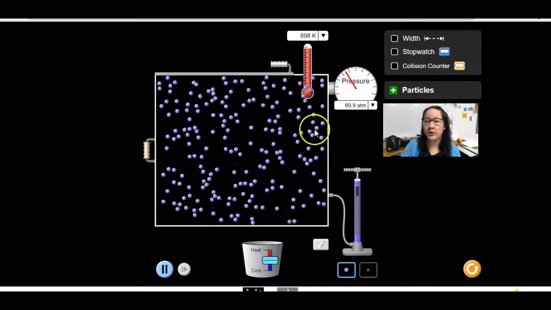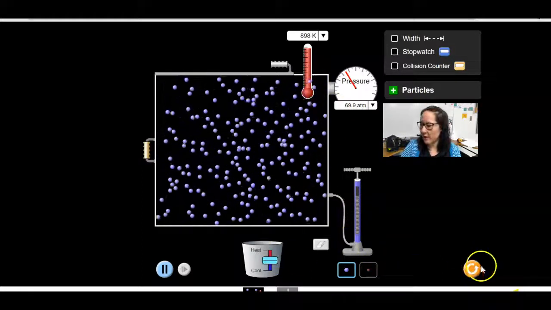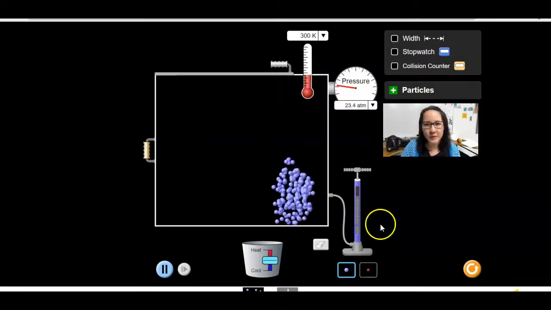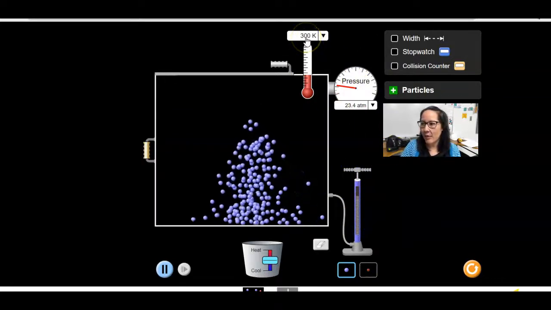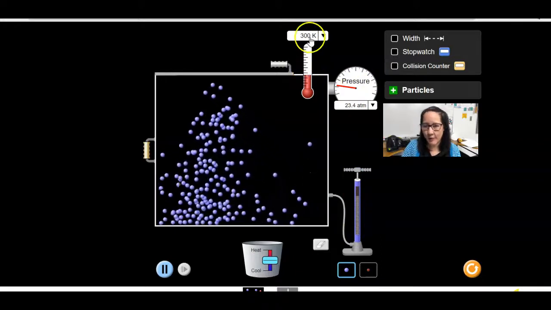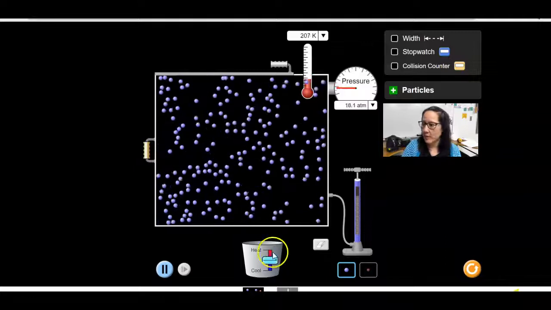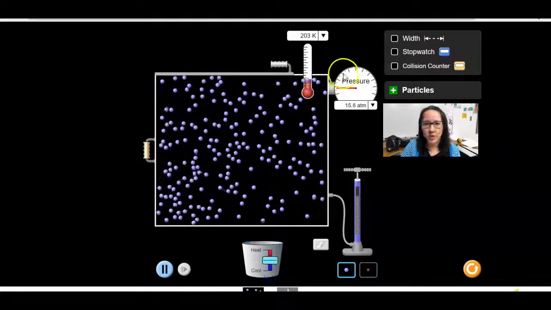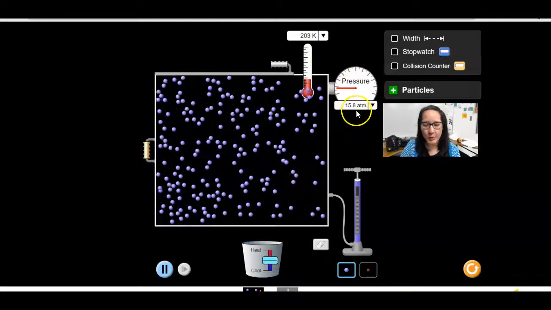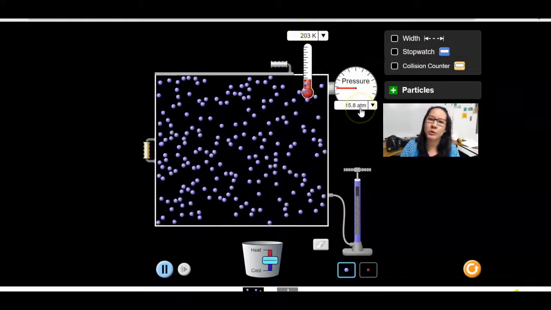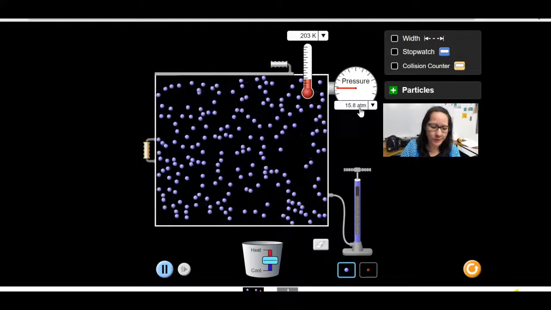All right, what if we reduce the temperature by 1/3? So I will reset. I will put 4 pumps of gas, and now we have 300 Kelvin, and I'm going to reduce that by 1/3, pretty close to 200. So it was 23.4. We reduced the temperature by 1/3, and what that did was reduce the pressure by 1/3 also.